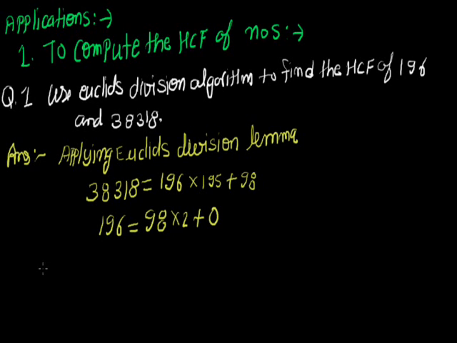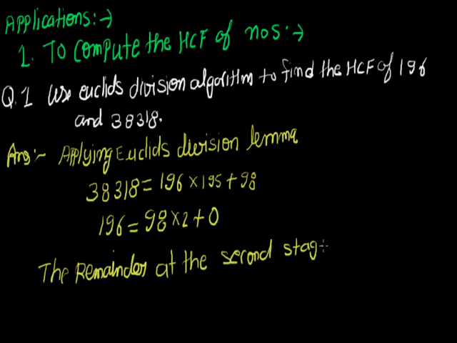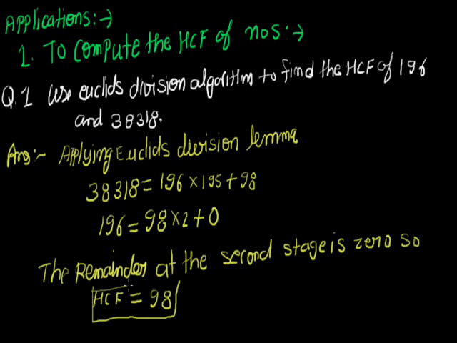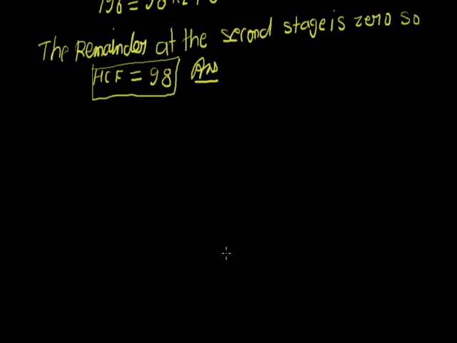The remainder at the second stage is 0. So the HCF of these numbers will be equal to the divisor at this step. The divisor at this step is 98, so the HCF comes out to be 98. That is the answer. This is the application of Euclid's division algorithm to compute the HCF of two numbers. That was our first question.